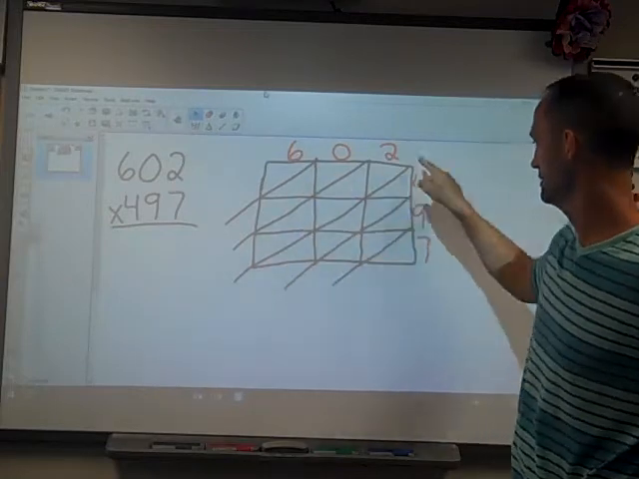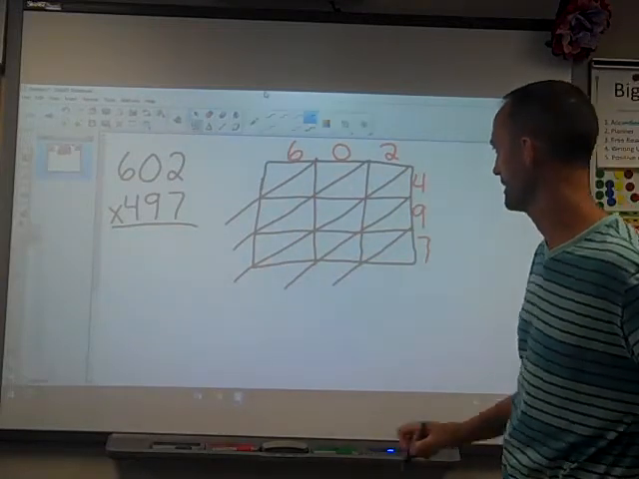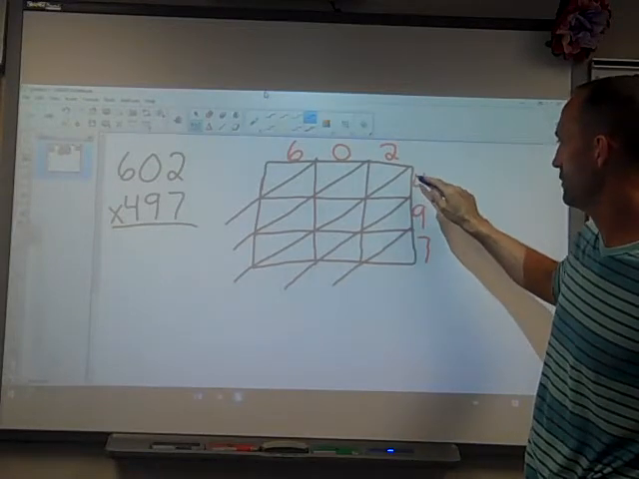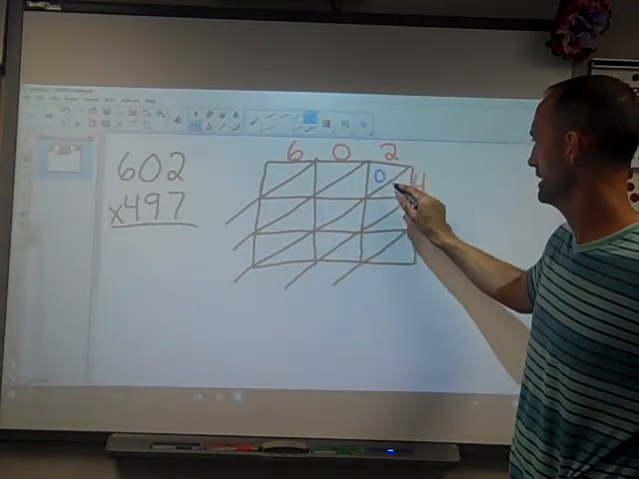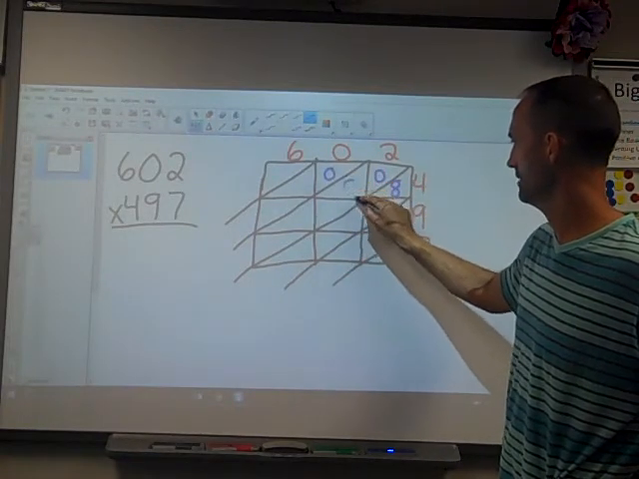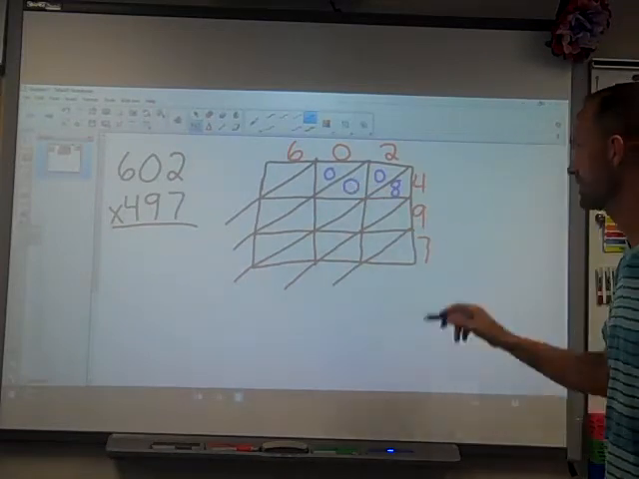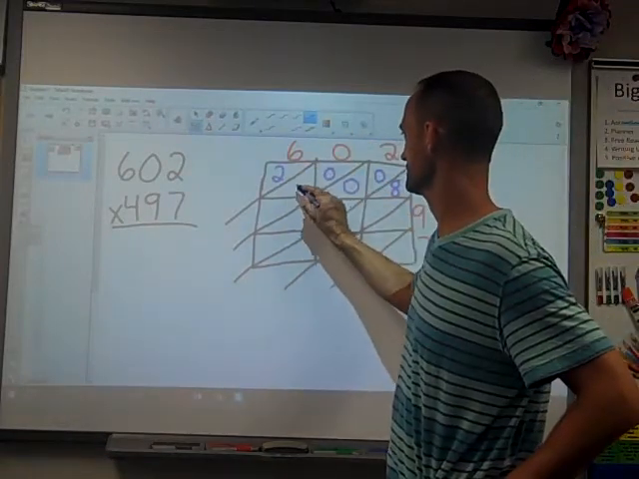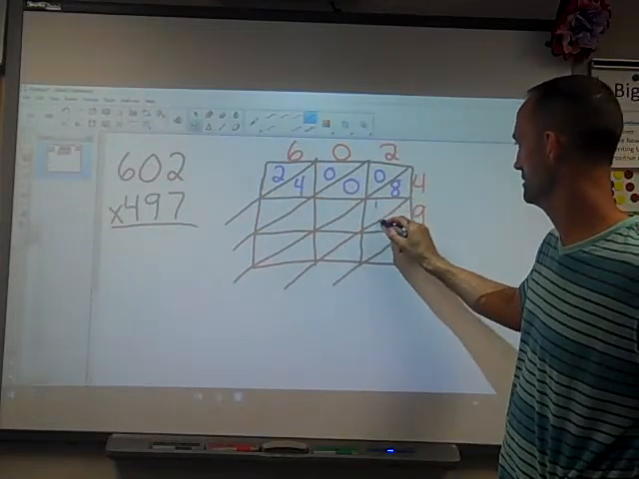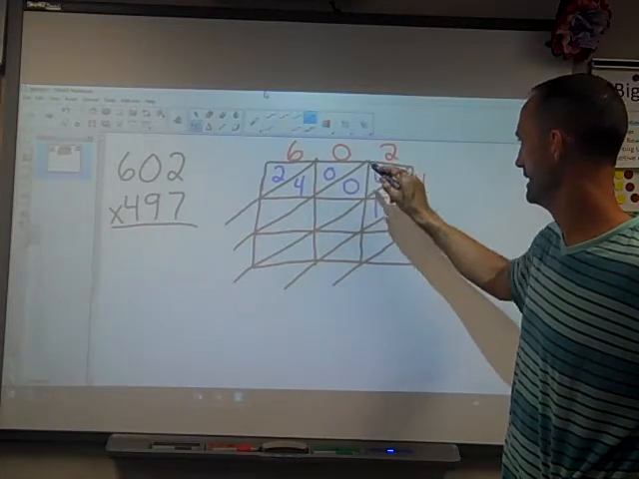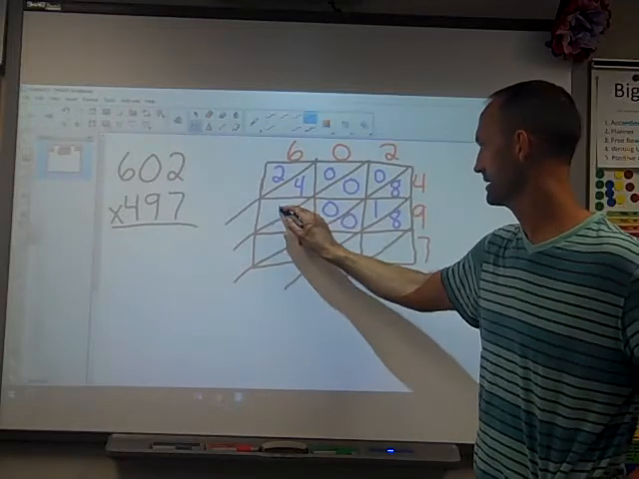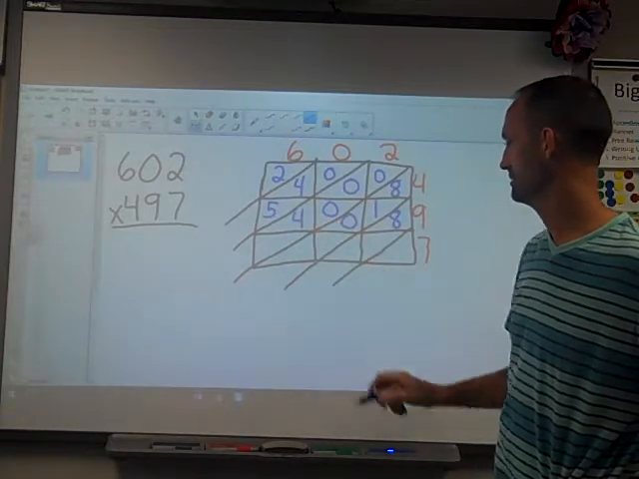So 602 times 497. And just like in the other two examples, we're going to start in the upper right-hand corner. 4 times 2 is 8. 4 times 0 is 0, so I put 2 zeros in there. 4 times 6, 24. My next row, I do 9 times 2, 18. 9 times 0 is 0. And 9 times 6, 54.